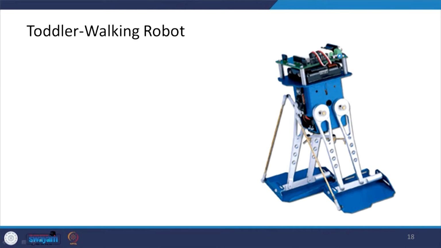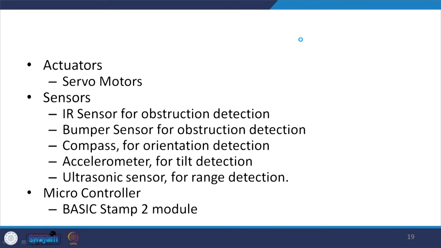The next example is the toddler walking robot, which I want to talk to you about. It is basically a two-legged robot, and again there are various mechatronics components in it. There are sensors, there are actuators, and there is a microcontroller, as you can see here. The actuators here are servo motors, and the sensors attached with this kit are an IR sensor, that is an infrared sensor, for obstruction detection.